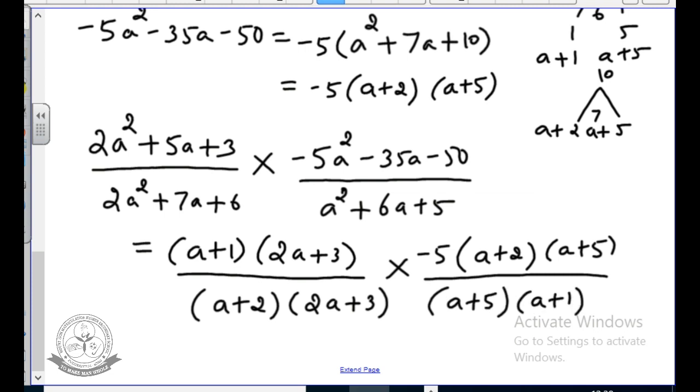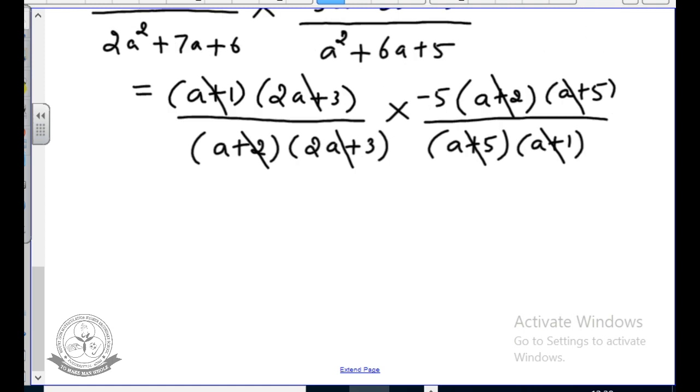Right. So here we can do the cancelling. A plus 1 will cancel, 2a plus 3, 2a plus 3 will cancel, a plus 2, a plus 2 cancel, then a plus 5 and the a plus 5 also cancel. So the remaining term we are having here is only minus 5. Take down this.